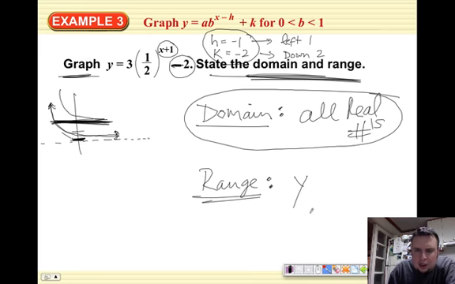So range always starts out Y. Y is either going to be greater or less. What do you think? Well, it's above this thing, so it's going to be greater. Should it be equal to? No, because it'll never touch this line, so no equal to. Y is greater than what number? Well, what's the lowest Y value here? Well, right there. It gets closer and closer to this, which is -2.